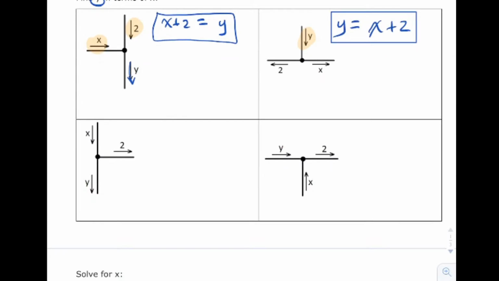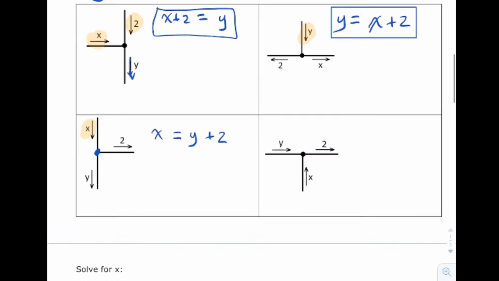What do we got here? Coming into the junction, right? So here's my junction. Coming into the junction is x, and that's the only thing coming into the junction, x. Equals, and what's leaving is both the y and the 2 are both leaving.